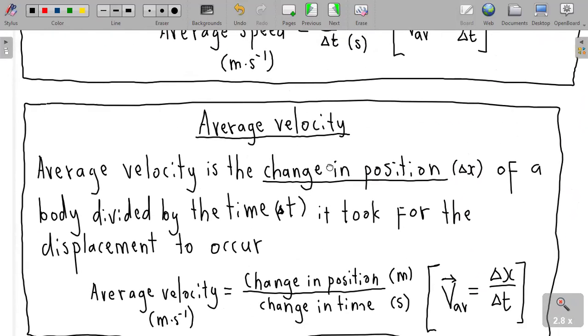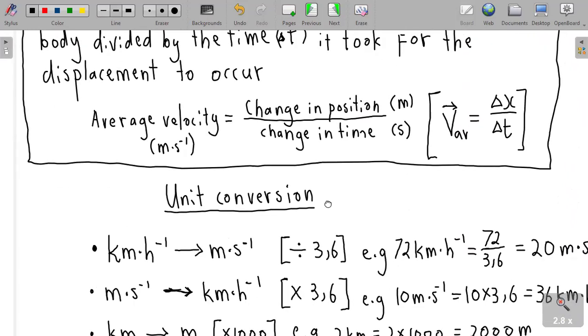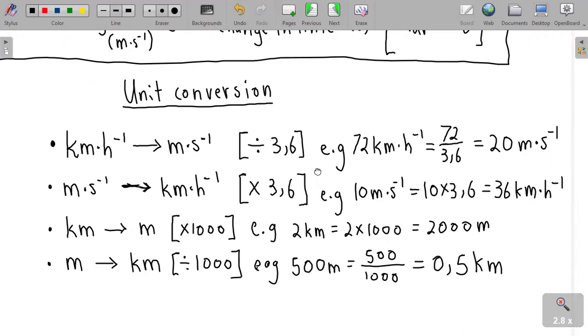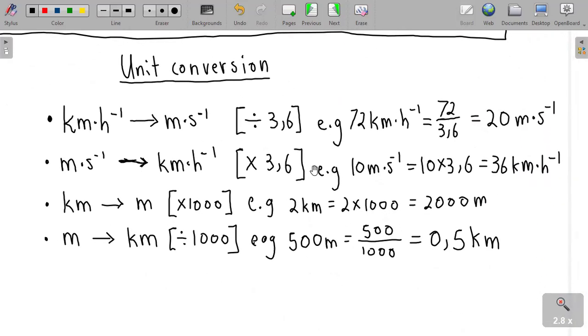So yes, guys, let's leave it here for lesson 1. In the next lesson, we're going to bring an example whereby we use the formula here to calculate.